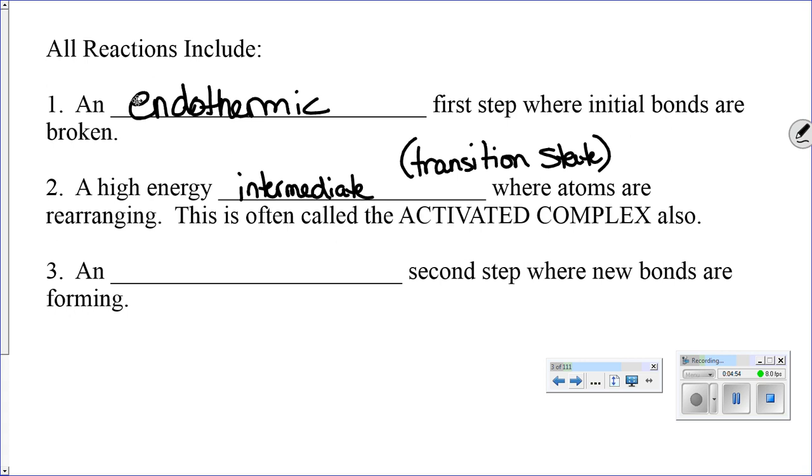So in the initial breaking phase, energy is being put in. Then we have a bunch of stuff that's rearranging before an exothermic second step, where new bonds are being formed, and we get our products. And you'll remember from before, there's a balance between whether or not we put more energy in or get more energy out that predicts if the reaction will be exo or endothermic overall.